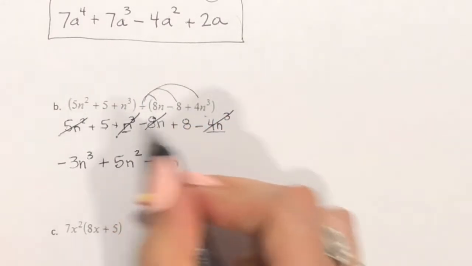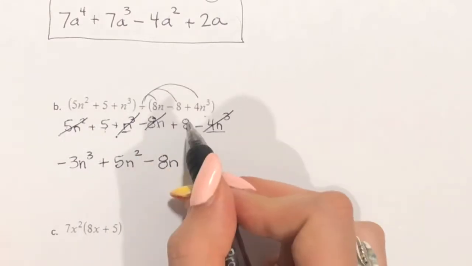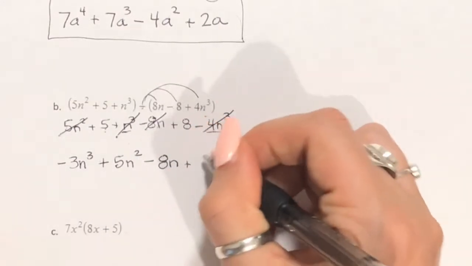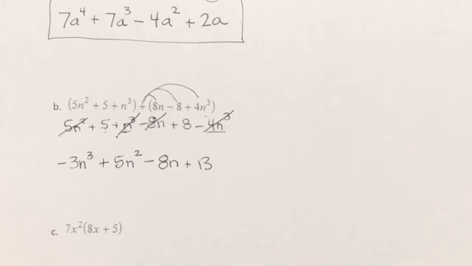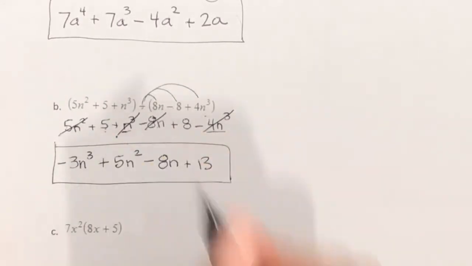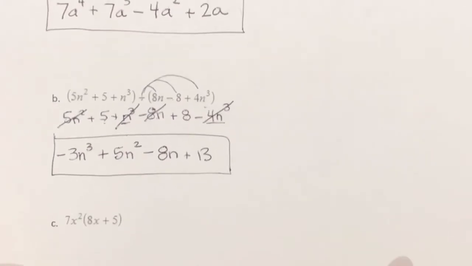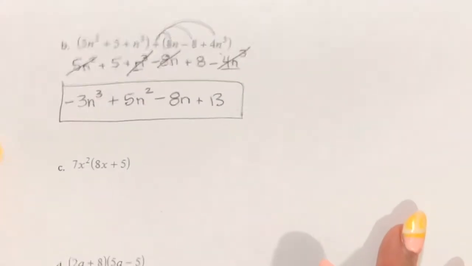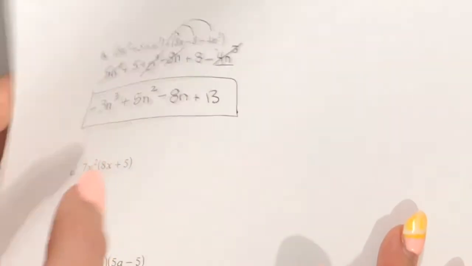Then our last step are just our constant terms. We have a 5 plus an 8. So 5 plus 8 is 13. And again, we're just already in descending order if we do it while we are combining our like terms. So that's the nice thing with that. Okay, hopefully that's a good review on adding and subtracting.